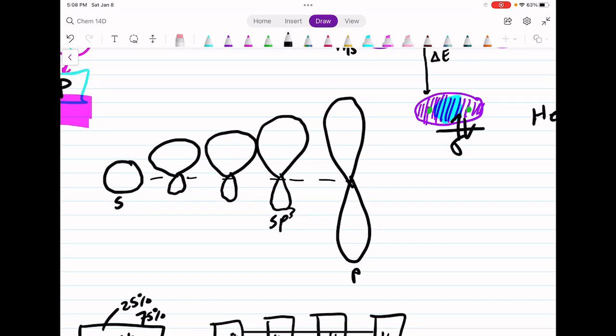So you can see that as you start from pure s spherical, and you work your way over to this pure p dumbbell shaped, the ones with more s character are a little sort of wider and rounder, and then they slowly elongate as you get up to the pure p character. So this is s, sp, sp2, sp3, and then p.